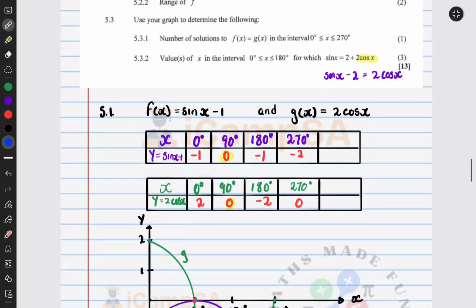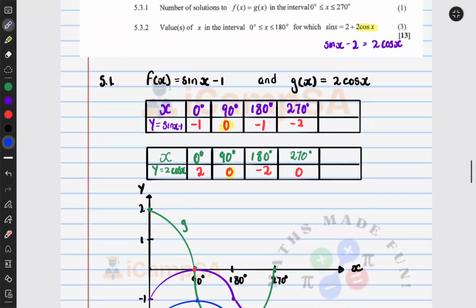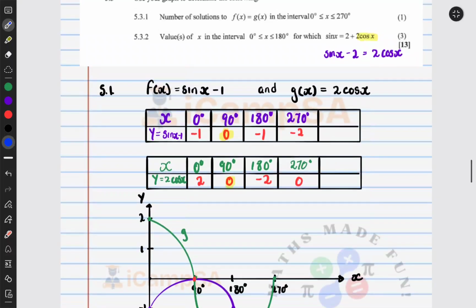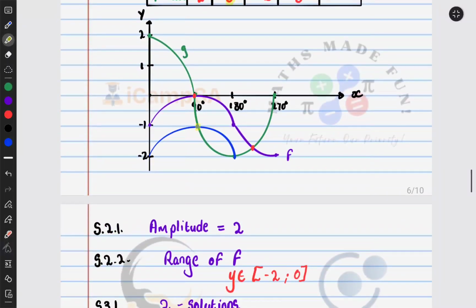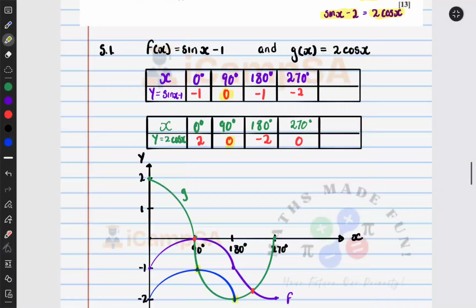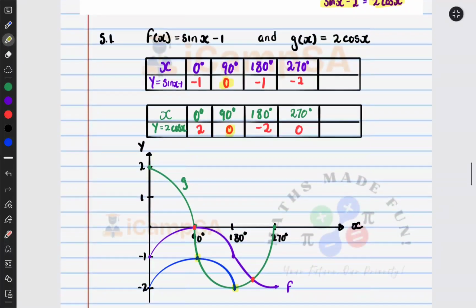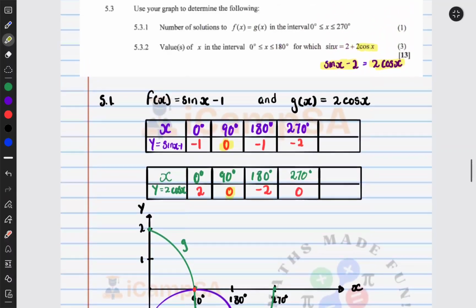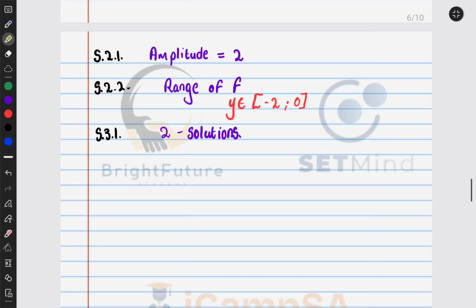Okay, and then we also have to determine the values of x in the interval for which sine x minus 2 is equal to 2 cos x, after we rearrange. So we can now come to the graph. You can see here that they will be equal there at 90 and at 180. Those are the 2 points where they will be equal. So already that's the solution, because we have to use the graph. So it's at x equal to 90 and x equal to 180 degrees. You just have to rearrange it so that you can see what you are actually dealing with.